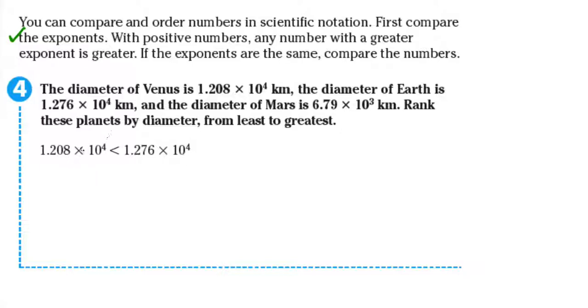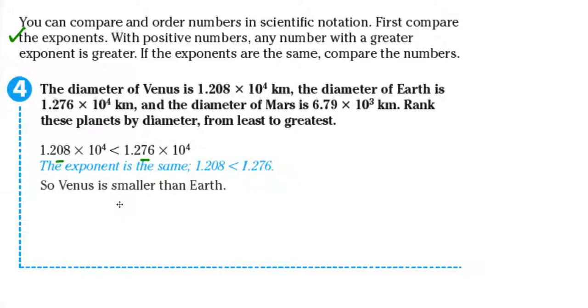Why is it less? Because since the bases and the exponents are the same, the powers are the same, we simply compare the decimals. That's 1, that's 1, and we compare from left to right. That's 2, that's 2. Moving on, that's a 0, and this is a 7. So this is where we start to find out that it's less, because this digit is a 0, this digit is a 7, and 0 is always less than 7. So we know that 1.208 times 10 to the fourth is less than 1.276 times 10 to the fourth. Basically the exponent is the same, and that's the reason why it's less than. So Venus is smaller than Earth, we know that.